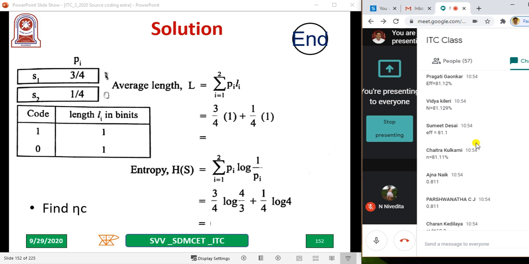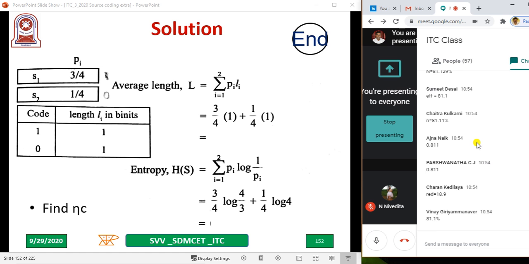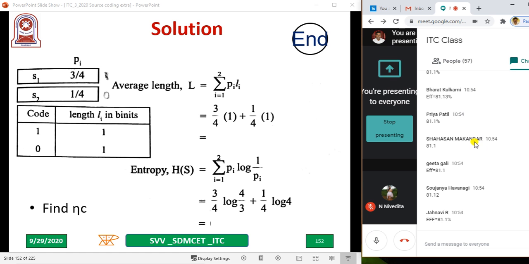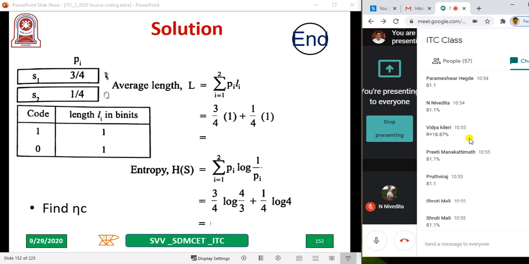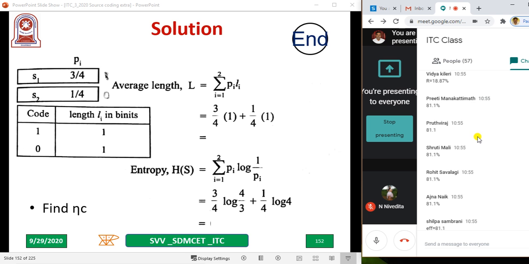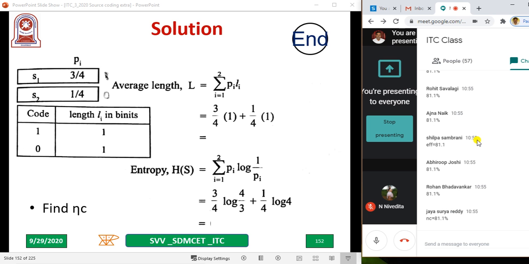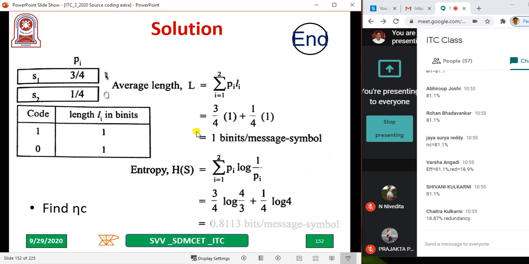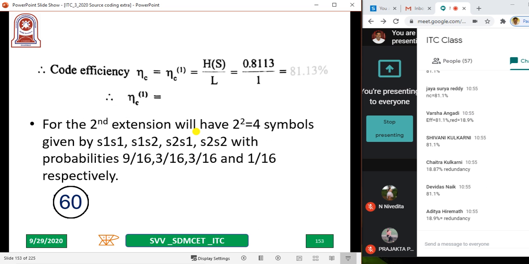Vidya got 81, Sumit, Chaitra, Adnya 0.811 she told. And Vinay, Bharat, Priya Patil, Shahasan, Geeta, Saujanya, Janvi, Parmeshwara, Nivedita, Vidya, Preeti, Shruti, all are getting 81.1. Good. Jaisurya got 81. Varsha, I'll show you the answers. Very good. So, Chaitra, Aditya, Hiremat. So you can see it, 81% is perfectly correct. And now go to the next.